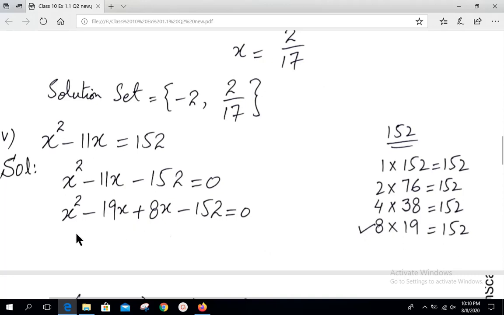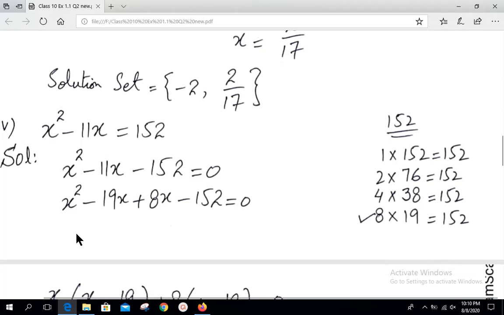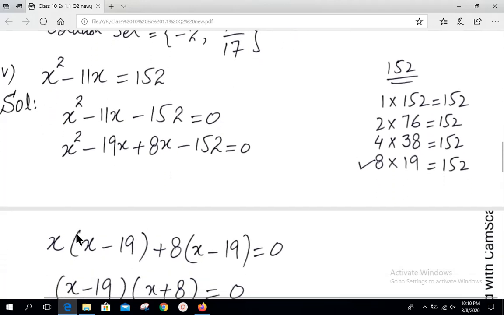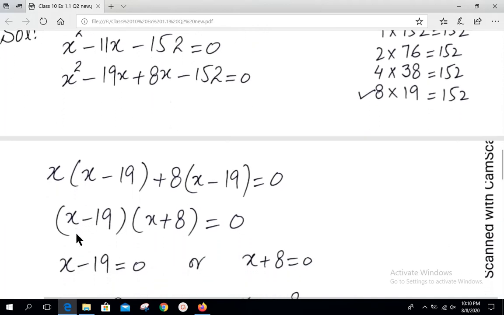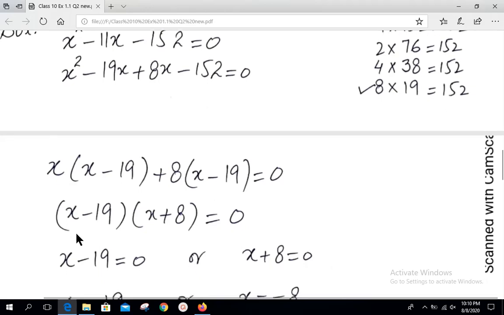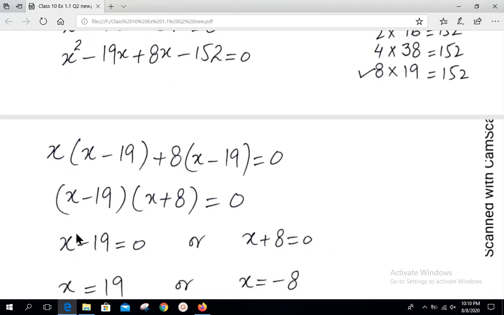So you are breaking the middle term as x square minus 19x plus 8x minus 152 is equal to 0. Taking common from the first two, we get x into x minus 19. From the last two, taking common 8, we get 8 into x minus 19. Now common among both is x minus 19. We are left with x from the first and plus 8 from the second. Product of these two is equal to 0.